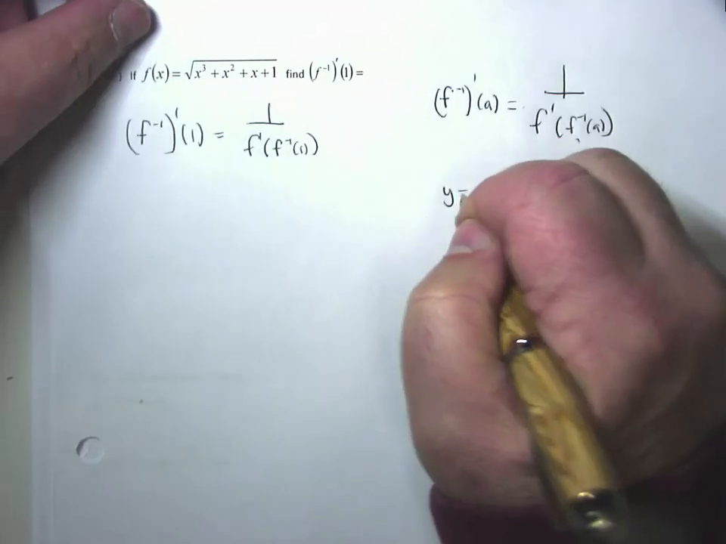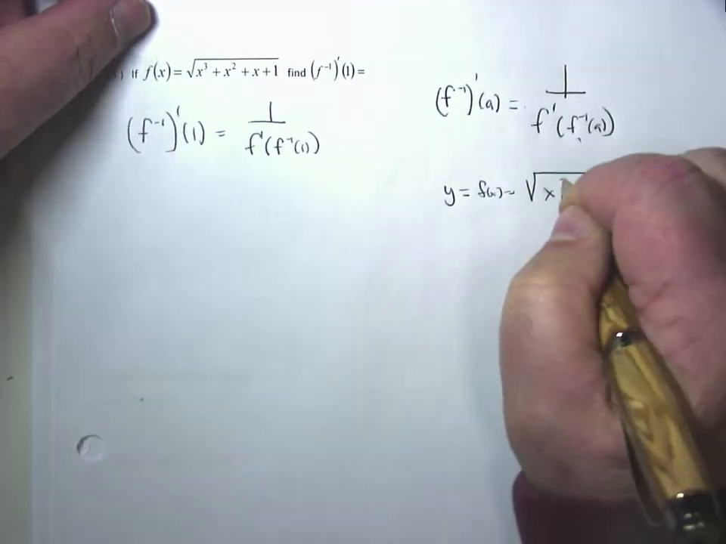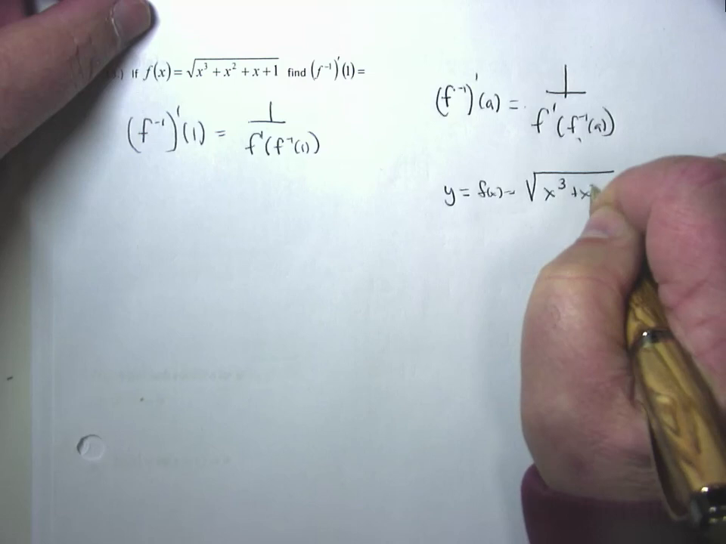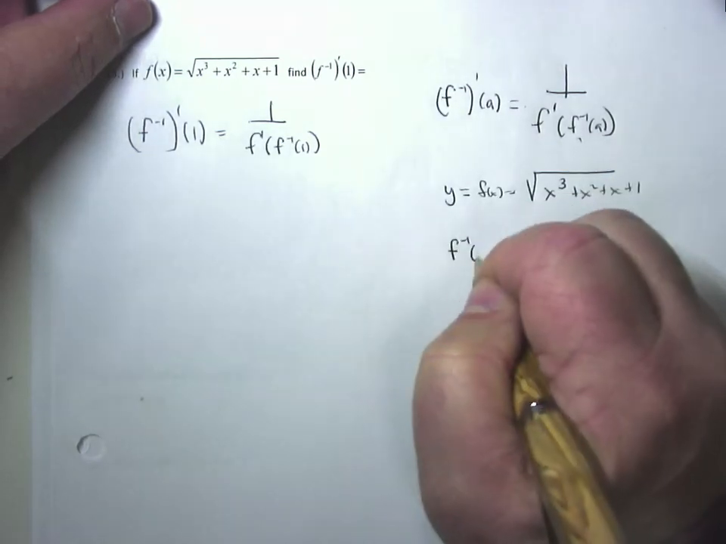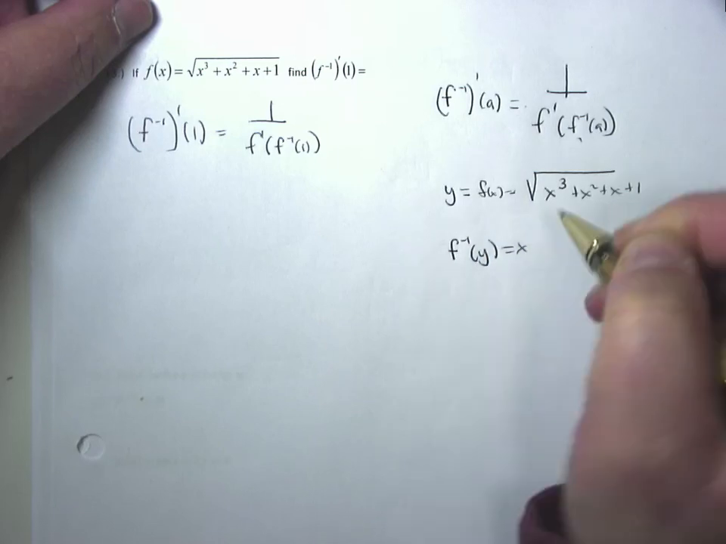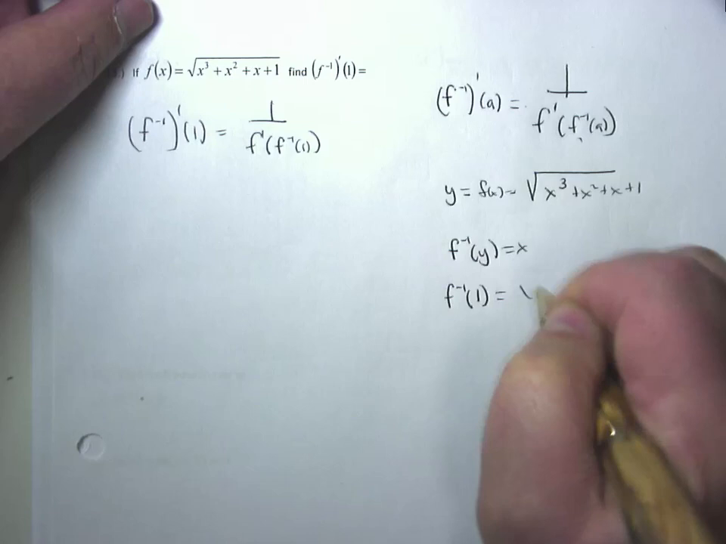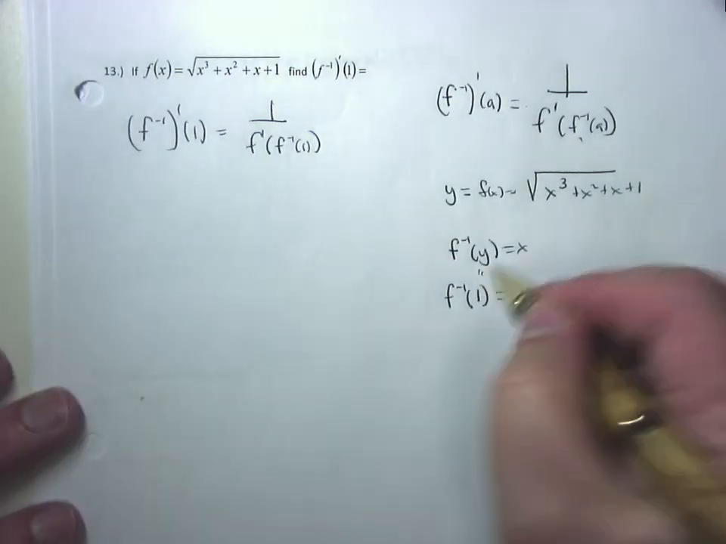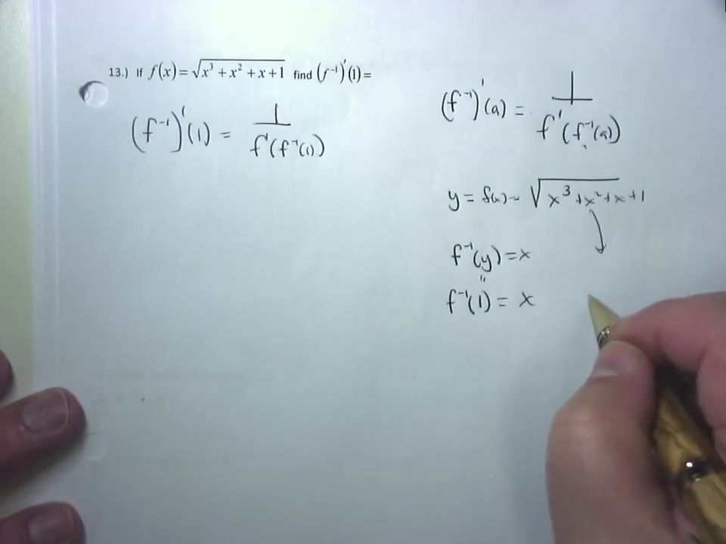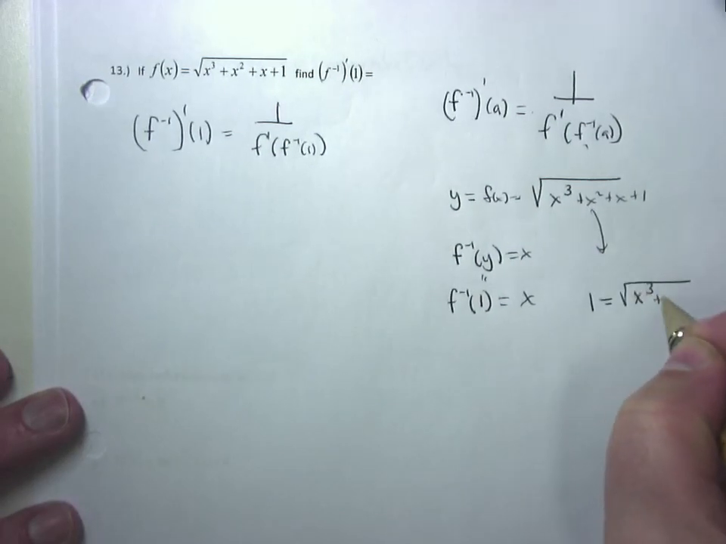As y equals f of x equals the square root of x cubed plus x squared plus x plus 1, then f inverse of y is equal to x. So when they want f inverse of 1, that's going to be equal to the x coordinate. So remember, y is equal to 1. So when I plug it in, I'm going to get 1 is equal to the square root of x cubed plus x squared plus x plus 1.